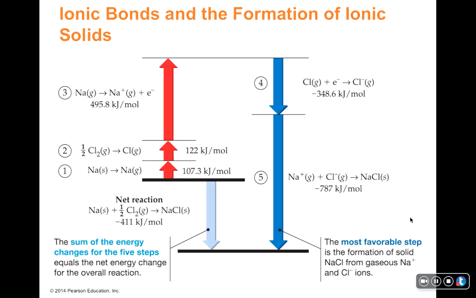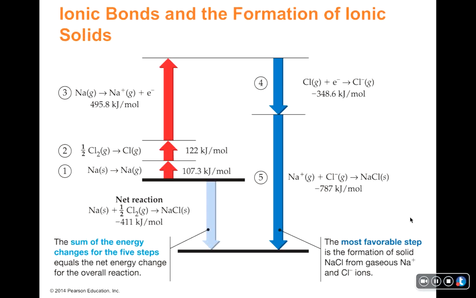I should have said before now that the signs on these numbers matter. So the 107.3, the 122, and the 495.8, these are all positive values. The 348.6 and 787 are negative values, and it's really important to keep track of these signs.